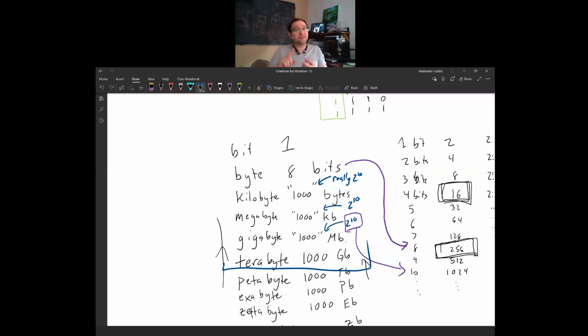So for this class, definitely a byte, kilobyte, megabyte, gigabyte. Terabyte is also pretty standard. A terabyte won't be the size of a single file, but it will be the size of a hard drive. So if you have a terabyte drive, you can store 1,000 files that are a gigabyte big. So, yeah, good question.